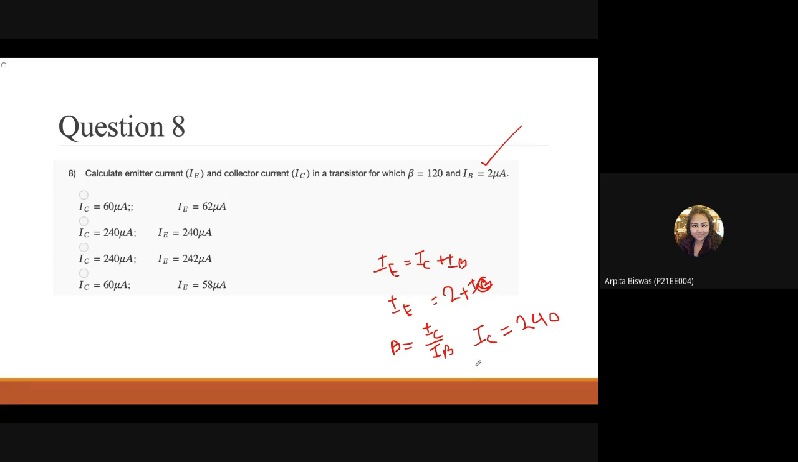And then tell me, what is the value of IE? It's IB, which is 2, plus IC, right? So it is 242. So what is the right option? The right option is option C. Am I audible? Yes. Okay, so all of you got the answer. This is option C.